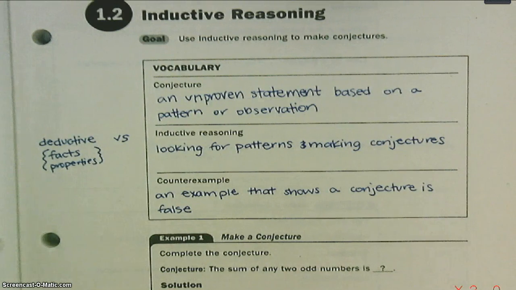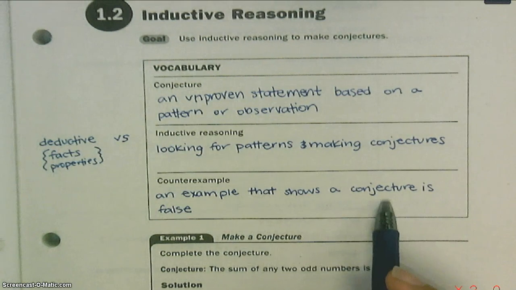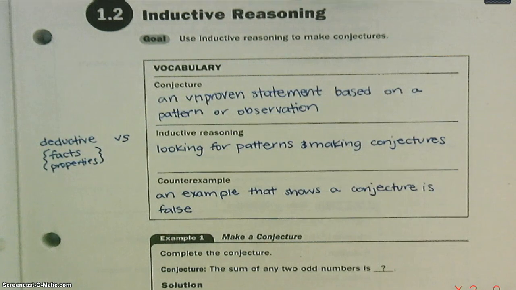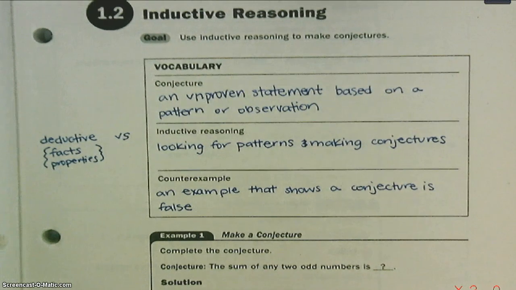and properties as well. A counterexample is an example that shows a conjecture is false. So we're going to show that our educated guess or someone else's educated guess is false. And we're going to practice that a lot. So let's dive right in and see what we come up with.